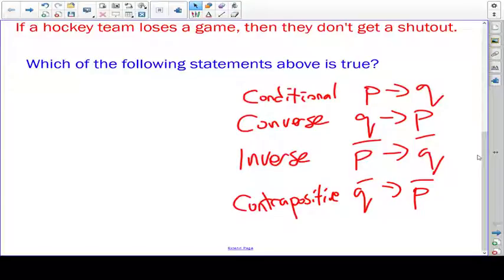Is there anybody in here that feels that they know very little about hockey? Okay, so let me just clear up some things, and maybe you already know this. A shutout is when you don't allow any goals. If your team doesn't allow a goal, you get a shutout. Okay? So, with that in mind, we can do this question.